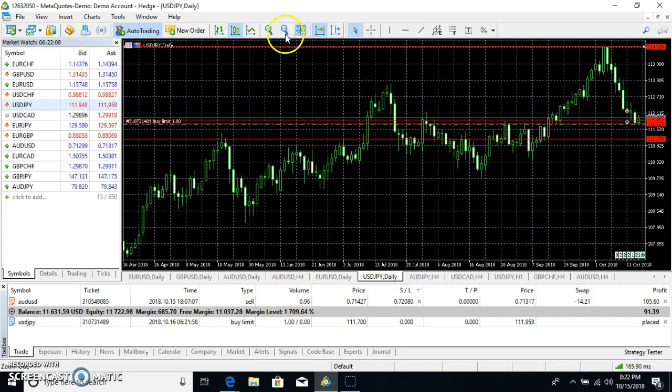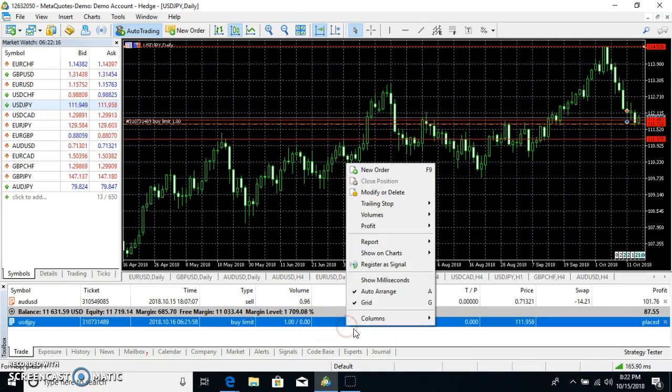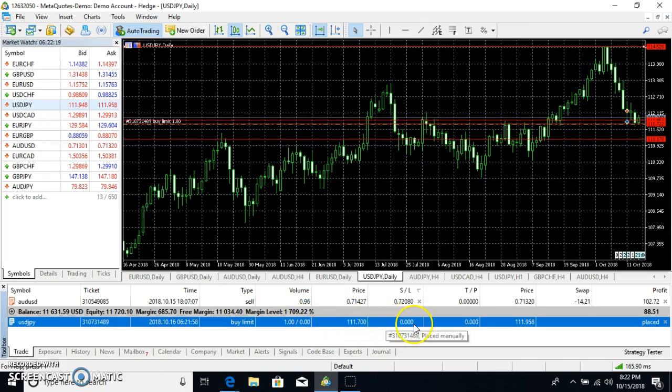And these are different tools you can use up in here. Here's the pending order: buy limit, 1 lot, 111.70. Okay. And also, this is the swap. This is the swap today. It took $14. It happens at 2 o'clock my time, 5 o'clock Eastern time. They either take money or you get money, depending on what pair you have. But it's called the swap. That's how the broker makes money too.